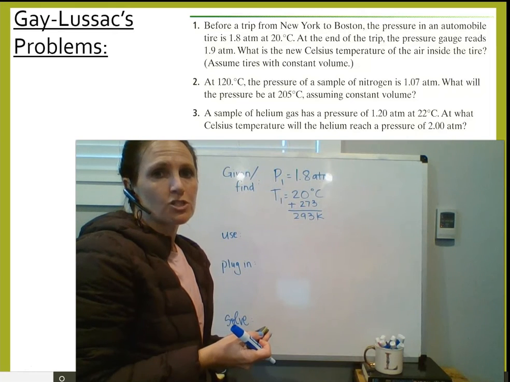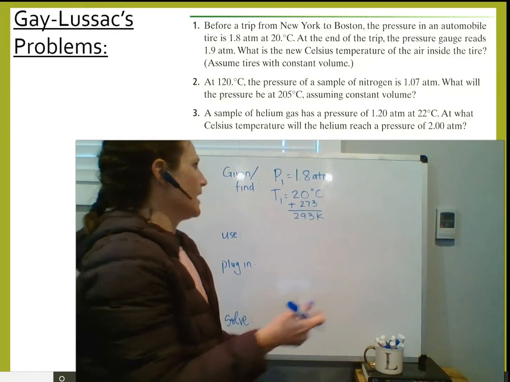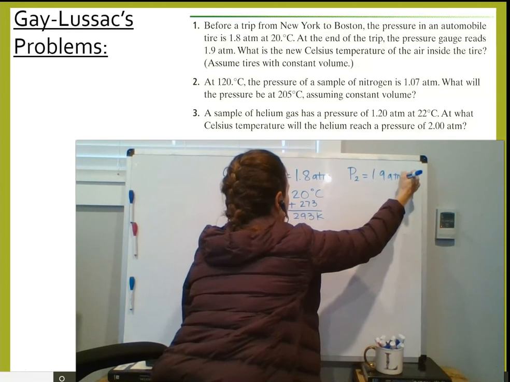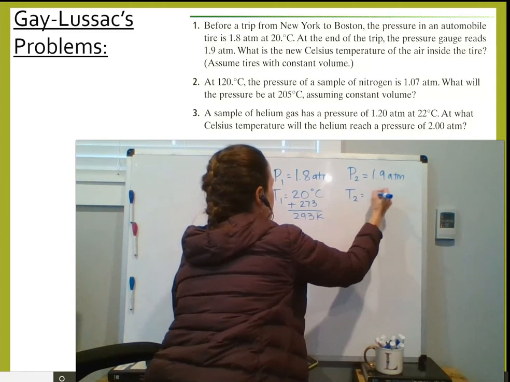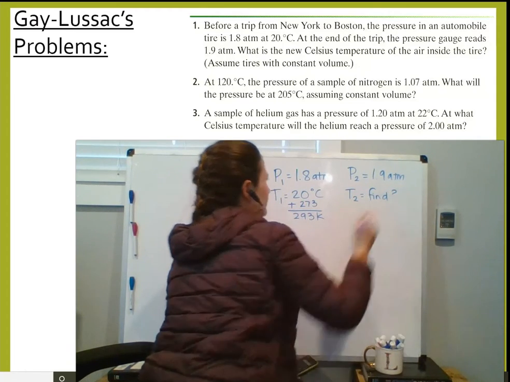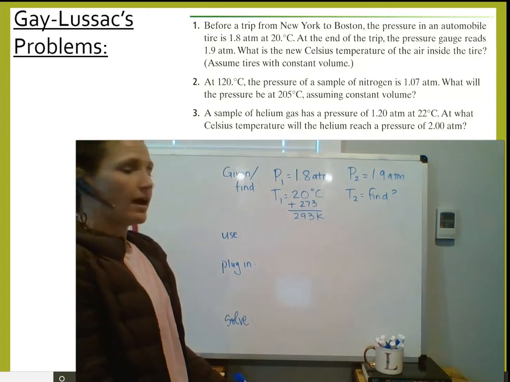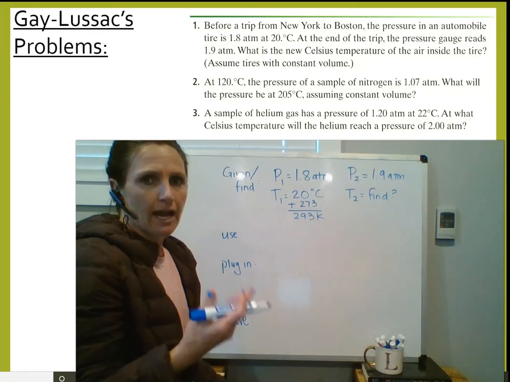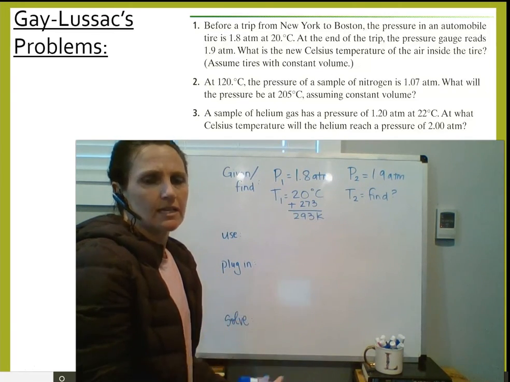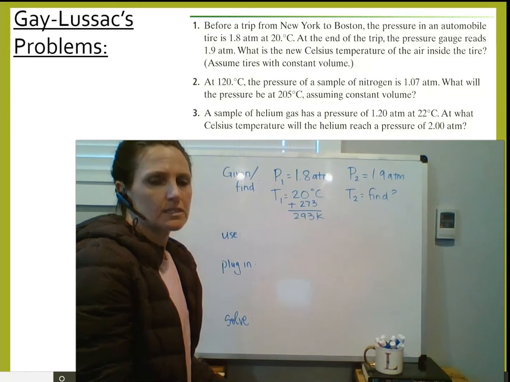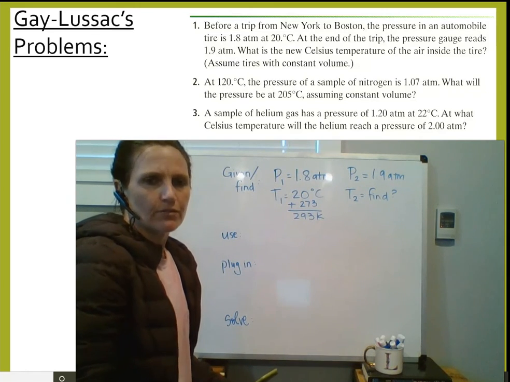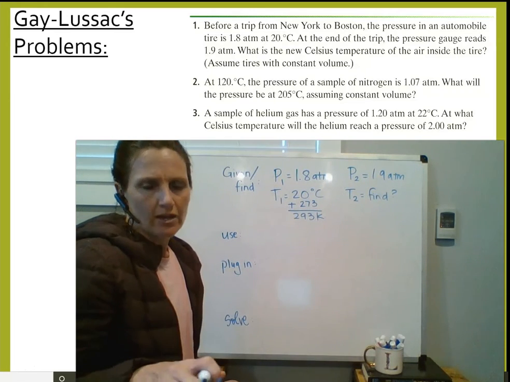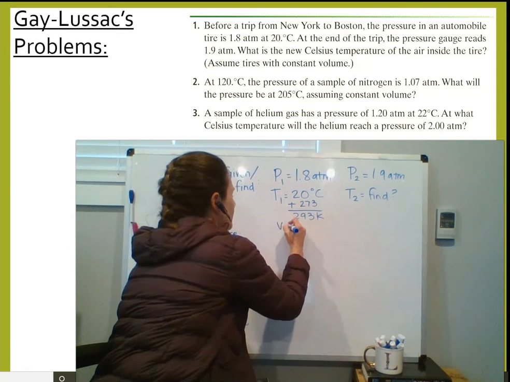At the end of the trip, the pressure gauge reads 1.9 atm. So that is a second pressure over here, 1.9 atm, and we are supposed to find T2. What is the temperature at that point? So now that we have our setup, we come over to our U's, and it says we're in a tire. A tire will keep our volume constant because it doesn't expand very much. And it says assume tires with constant volume. It tells us that. So V is constant.